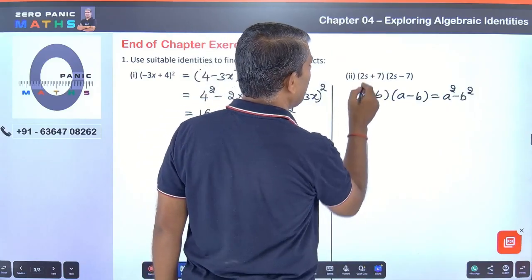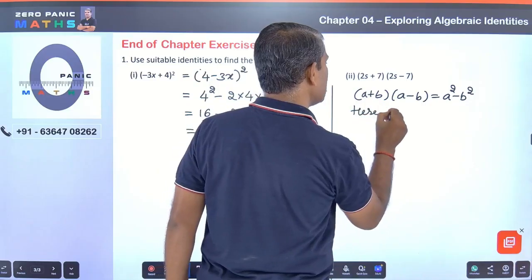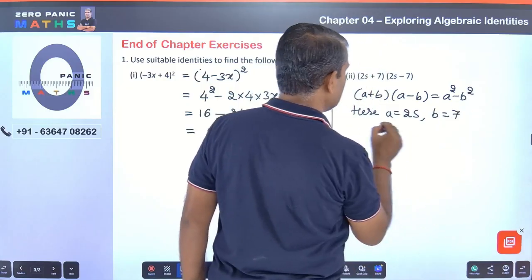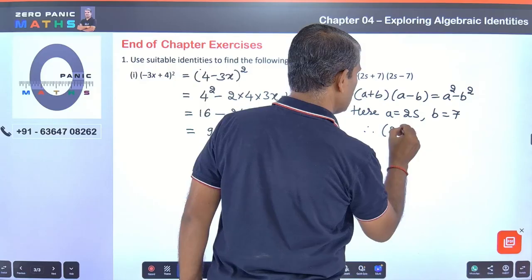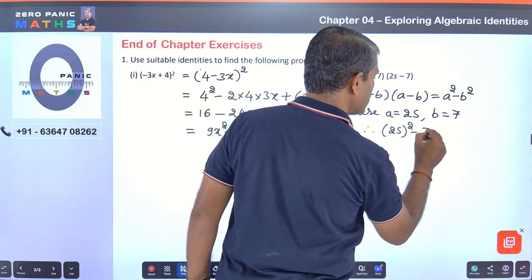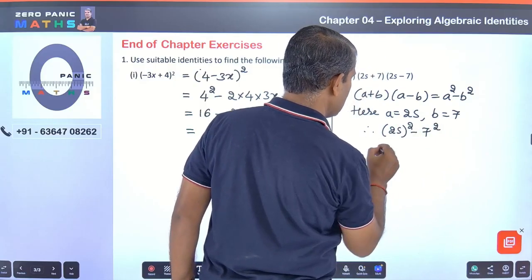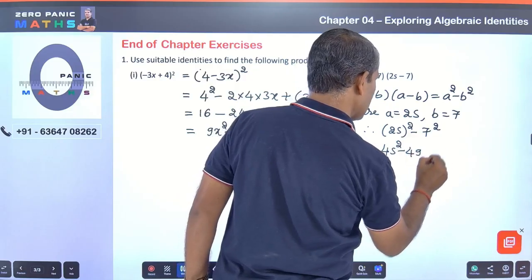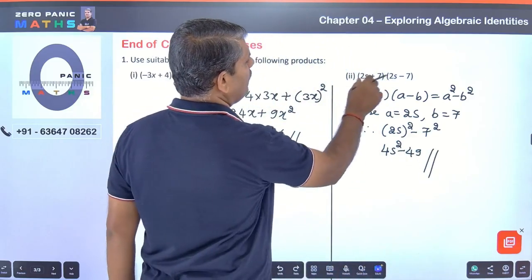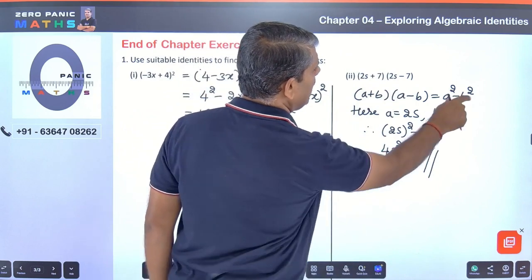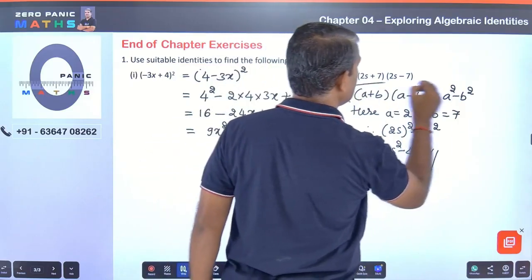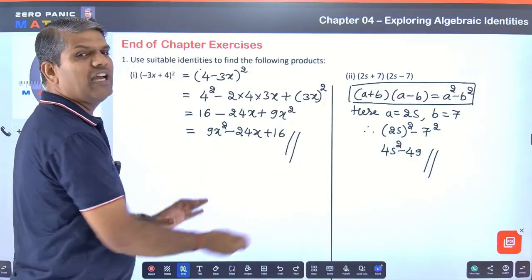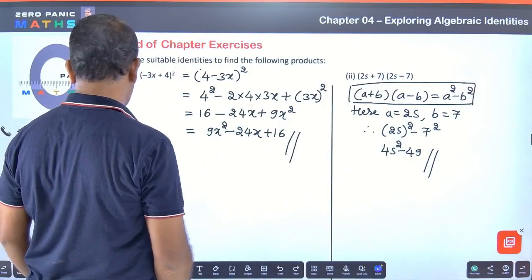So here a is equal to 2s and b is equal to 7, so that it is a square, that is 2s whole square, minus b square, that is 7 square. A square is 4s square minus 49. Nothing else. If you multiply also, you're going to get this only, and we have proved this by using this identity. There are so many such similar problems given in the coming problems also.